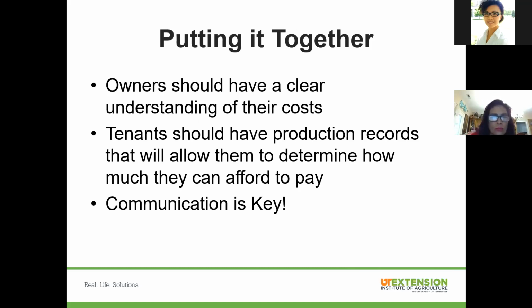And putting it together, owners need to have a clear understanding of their cost. In this session, we talked about how to calculate your cost and knowing that. Tenants should have production records that will allow them to determine how much they can afford to pay. And communication is key. Sit down, have that transparency, and just listen to each other. And understanding cost of production is really important for the owners to understand what is going into your land and what to expect. And I'll hand over to Chris.